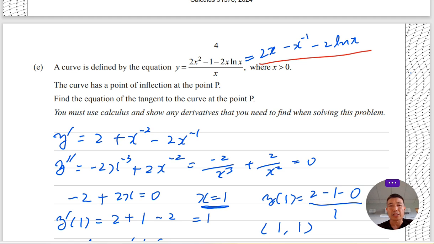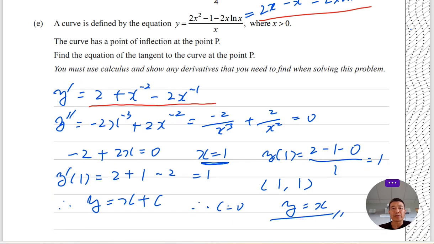So I just split them. 2x squared over x becomes 2x, and so on. So the derivative is there, right? To find a point of inflection, as I said earlier, you have to go to the second derivative, right? So you differentiate this again and set it to 0. It comes out as negative 2 plus 2x equals 0.